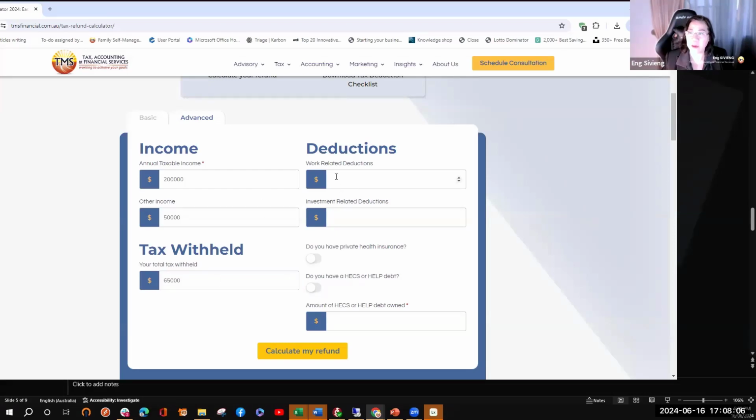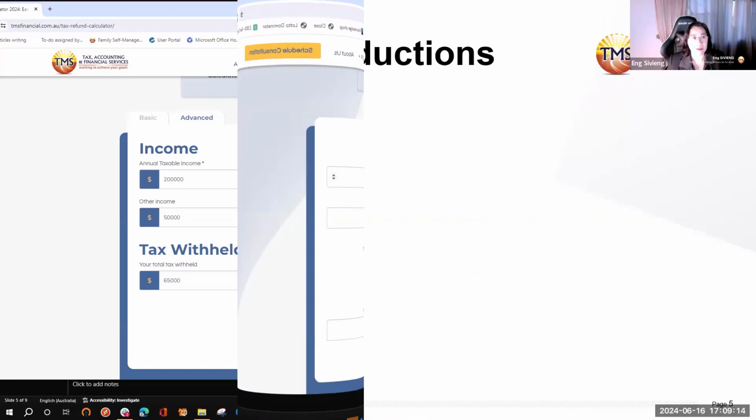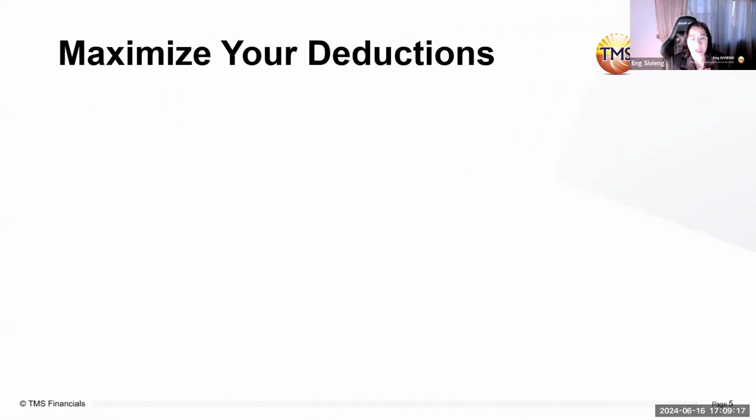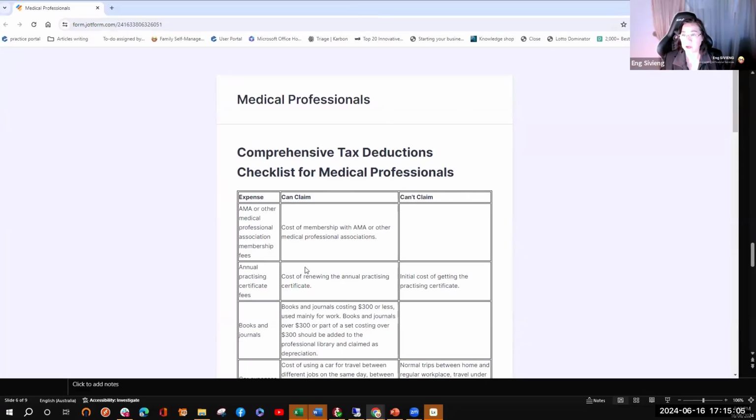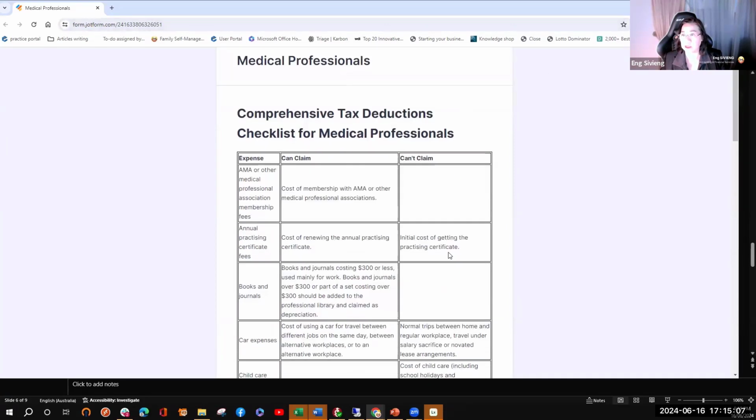Now, I'm just going to talk about the work-related deductions, because for doctors and medical professionals, you have a list of all the tax deductible items that you can maximize. The key here, if you want to get more tax refund or pay less tax, is that you need to maximize your tax deductions. As a doctor, dentist, or optometrist working in the medical professional field, you need to know the list of things that you can claim and the things that you can't. If you'd like to get this list from us, I'm happy to send it to you for free. This is a comprehensive tax deduction checklist.